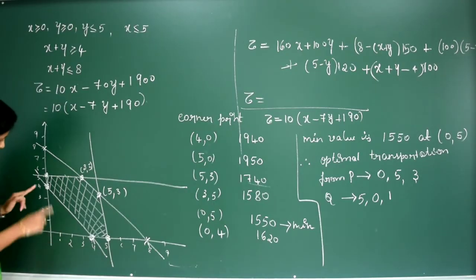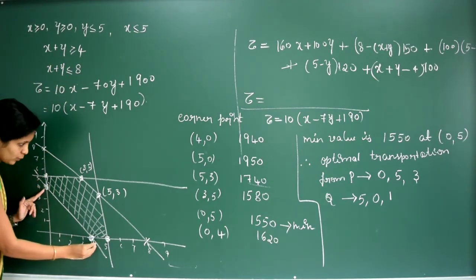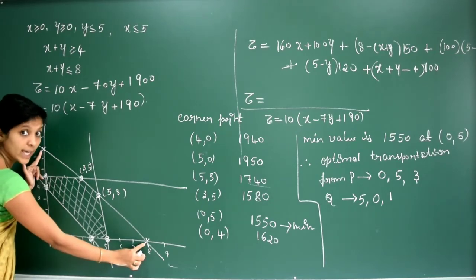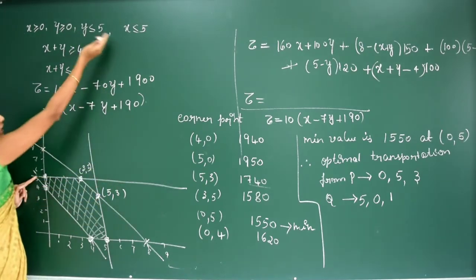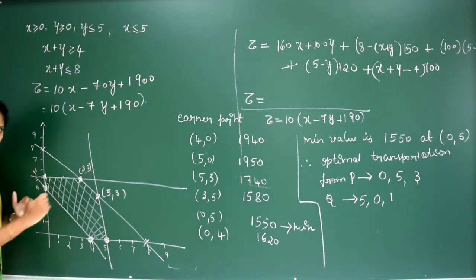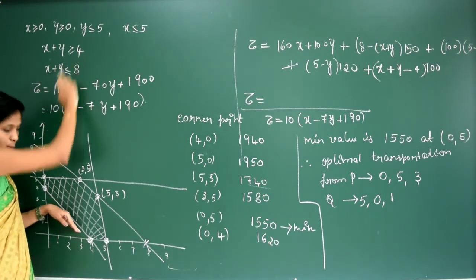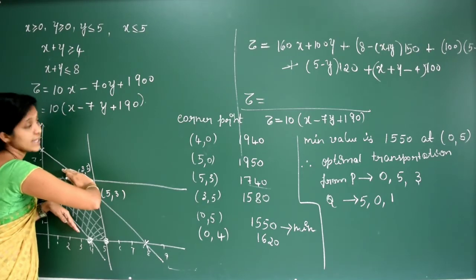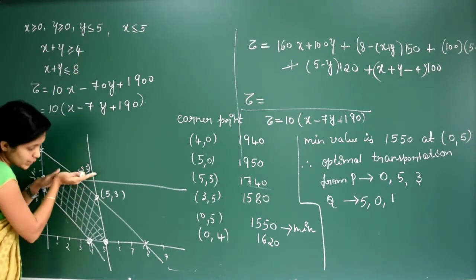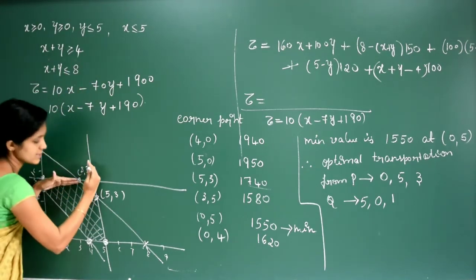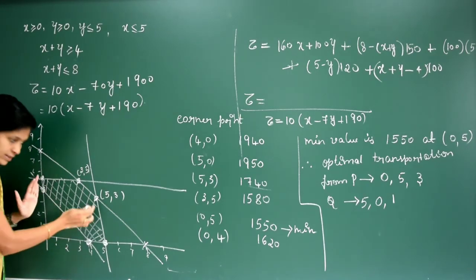This will be the graph for x plus y greater than or equal to 4. This is x plus y is equal to 4, and this will be x plus y is equal to 8, and the next one y is equal to 5, and another one is x is equal to 5, right? Solution region for x plus y greater than or equal to 4: 0 greater than or equal to 4 is not possible, so above. For x plus y less than or equal to 8, so below. For y less than or equal to 5, it will be down. And the value of x is less than or equal to 5, so this is the part. So this will be the common region. Is it clear?